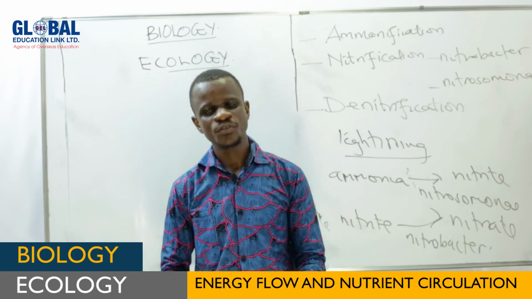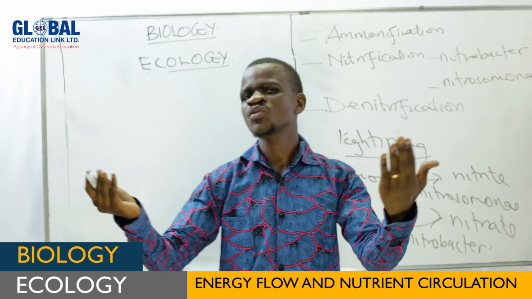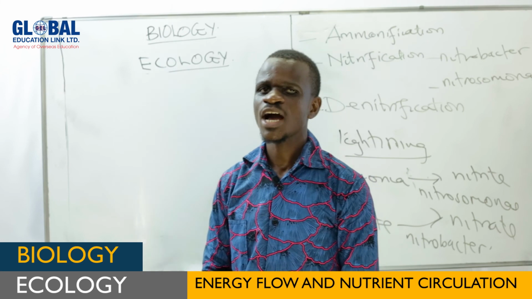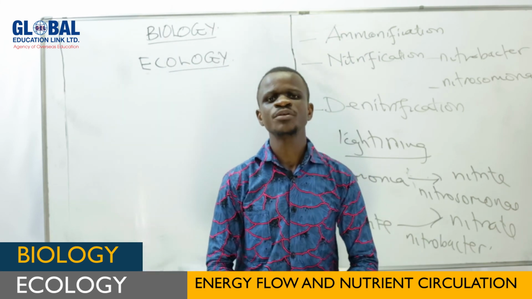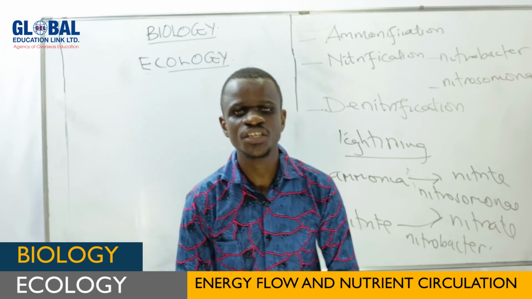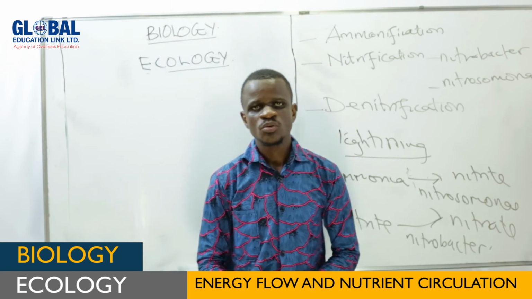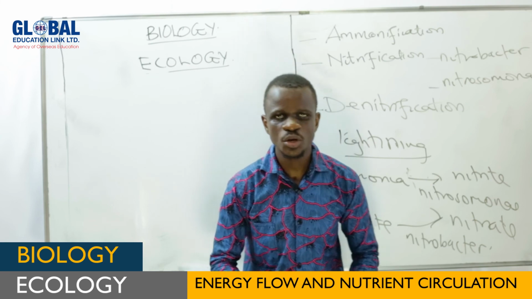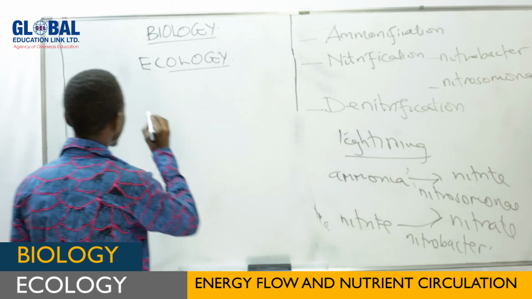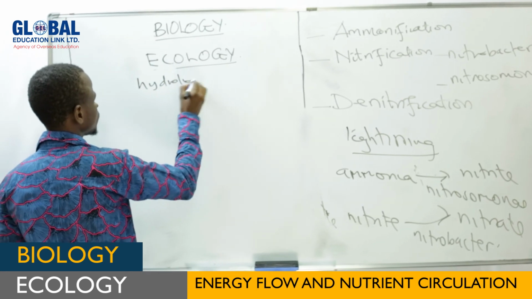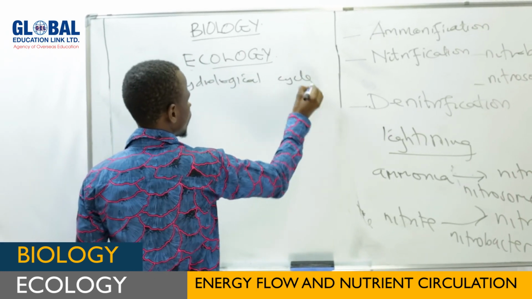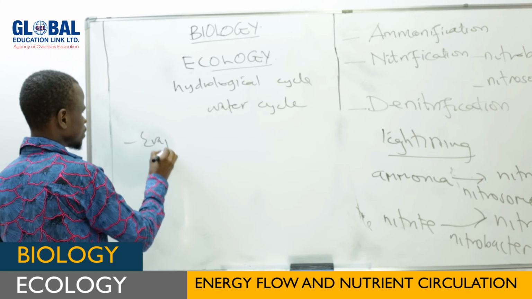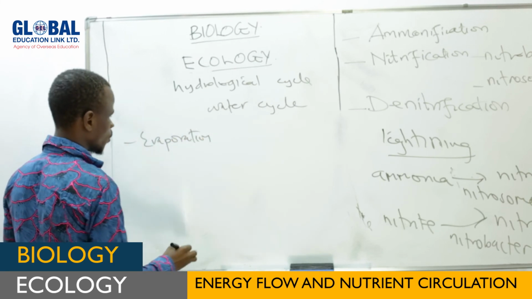The vapor from plants is taken to the atmosphere. This vapor condenses. Once it condenses, clouds are formed. This cloud results into precipitation. Now, after precipitation, water percolates into the soil. Therefore here, hydrological cycle. Or simply you can say water cycle. One of the processes here, my student, is called evaporation.